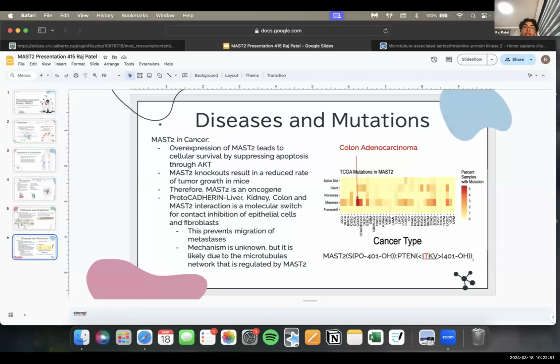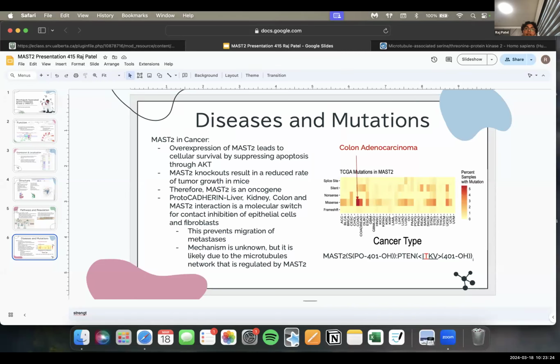For diseases and mutations, MASP2 is an extremely important protein when considering cancer because the overexpression of MASP2 leads to cell survival, and this is by suppressing apoptosis through AKT. And MASP2 knockouts would result in reduced rates of tumor growth in mice, and so therefore we conclude that MASP2 is an oncogene.